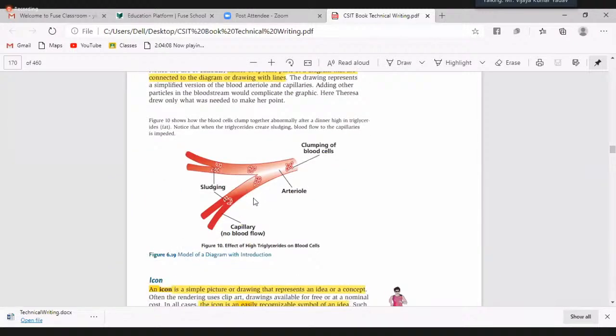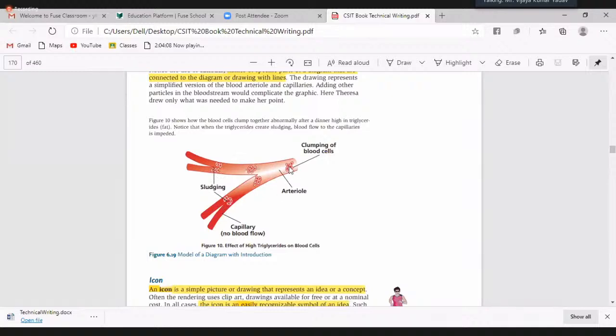So here, this diagram is related to the field of medicine. What is given here? See, arteriole, related to artery. Capillary, no blood flow. It indicates that in this part there is no flow of blood. This is called capillary. And then here sludging, in this gap also sludging. Sludging means greasy mud, just like grease, sticky. So in this part there is sludging.